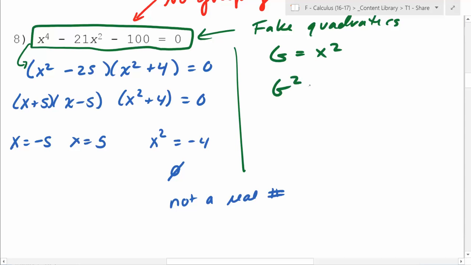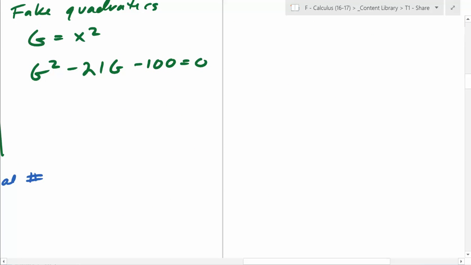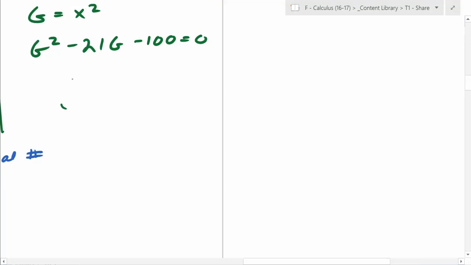G squared minus 21G minus 100 equals 0. We now have a quadratic. Can you factor that for me? What two things multiply together to get 100 but add together to get -21? 4 and 25. So what does this factor into? G minus 25 times G plus 4 equals 0. Oh, but what does G equal?